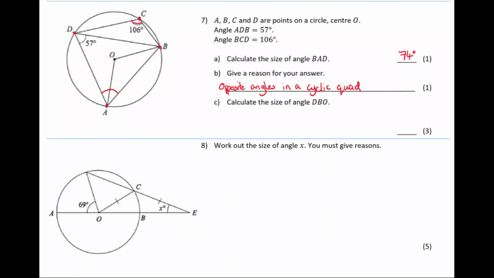And it's not enough just to say it's a cyclic quadrilateral, we have to say what's special about that. So we have to say opposite angles in a cyclic quadrilateral add or sum to 180.